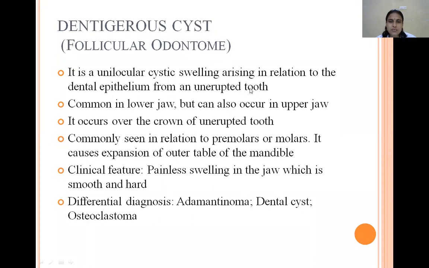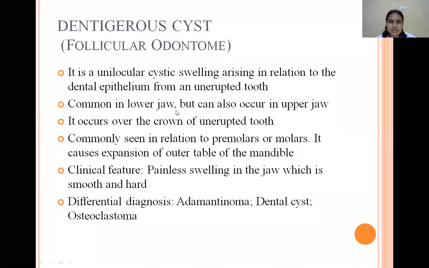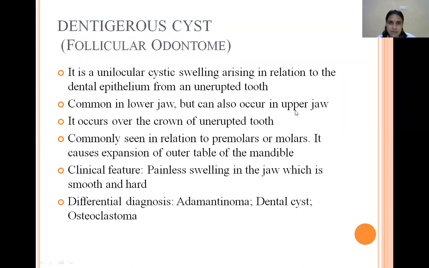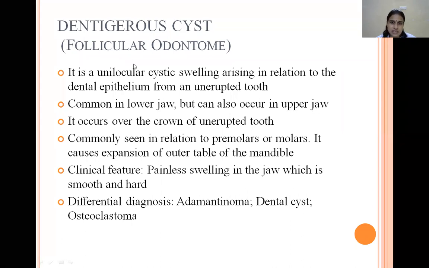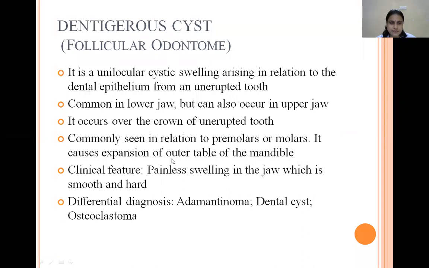So, unerupted tooth, more commonly they are seen on the lower jaw, more commonly the last molars. But it is not that it does not occur in the upper jaw. It may be present in the upper jaw also, but more commonly the dentigerous cyst occurs in the lower jaw, around the crown of the unerupted tooth. So unerupted tooth is the important finding in case of a dentigerous cyst. This is commonly seen in relation to premolars and mostly the molars.